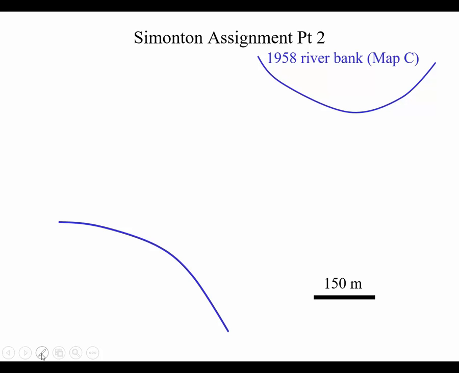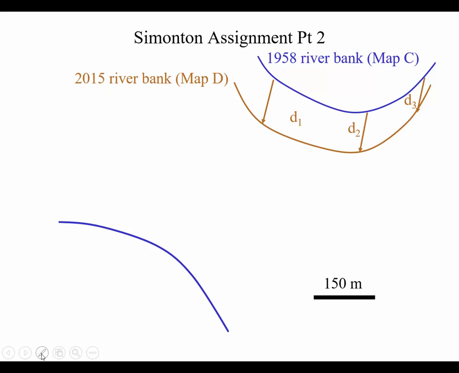You have a base map, which is the 1958 topographic map. And on that, what I've drawn are the riverbank margins on the eastern side of the river. Okay, so this is time one. You then need to transfer the margin of the bank in 2015. I'm just doing it on the top for illustration purposes. Okay, so that's step two.